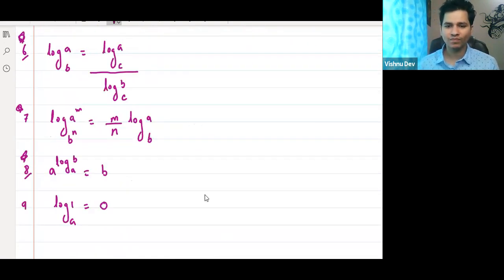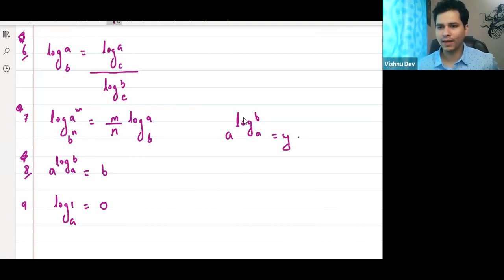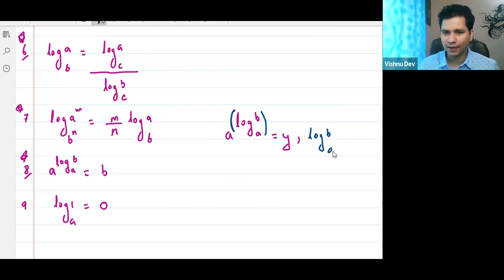Sir, I'm having doubt in 8th property. See again, we have discussed it. I'll prove 8th property once again. So let us take A to the power log B base A as Y. And this whole thing is actually a power of A. Agree? So let us take log B base A as X.